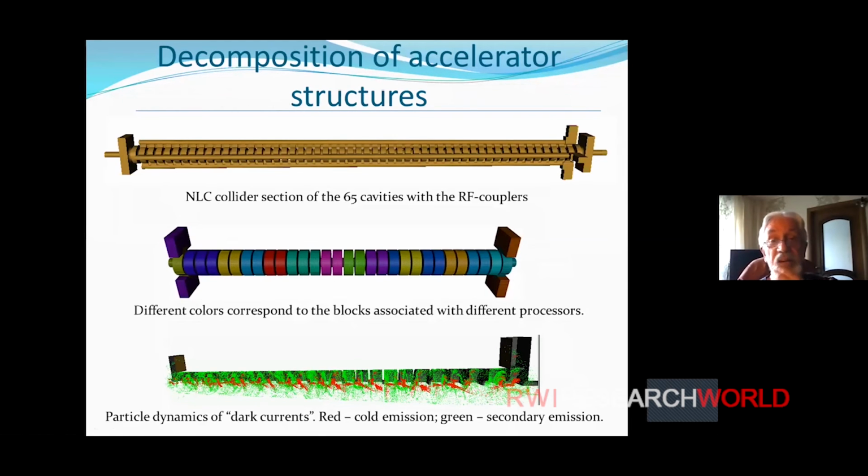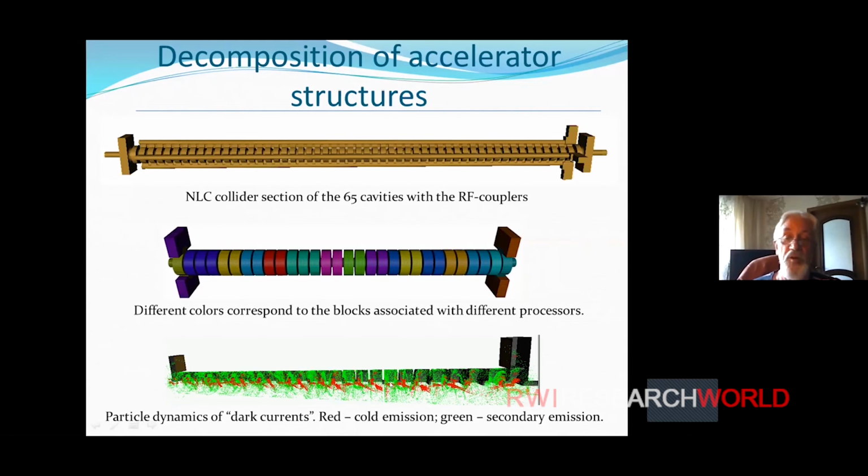Here you can see a very complex section of the next linear collider, which consists of 65 cavities of complex shape. And this coupler is the input energy coupler, and this is the output coupler. And you can see below, in the middle, the decomposition of our complex system into blocks, and each block can be simulated in parallel computations. The different colors show different processors.